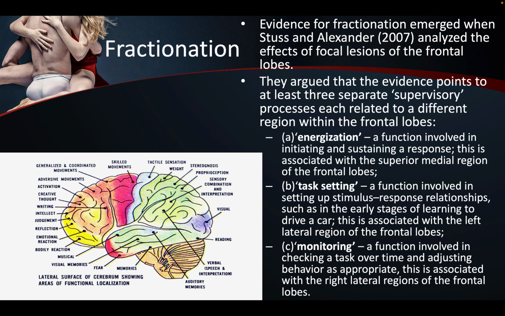Evidence for fractionation emerged when Stuss and Alexander in 2007 analyzed the effects of focal lesions of the frontal lobes.